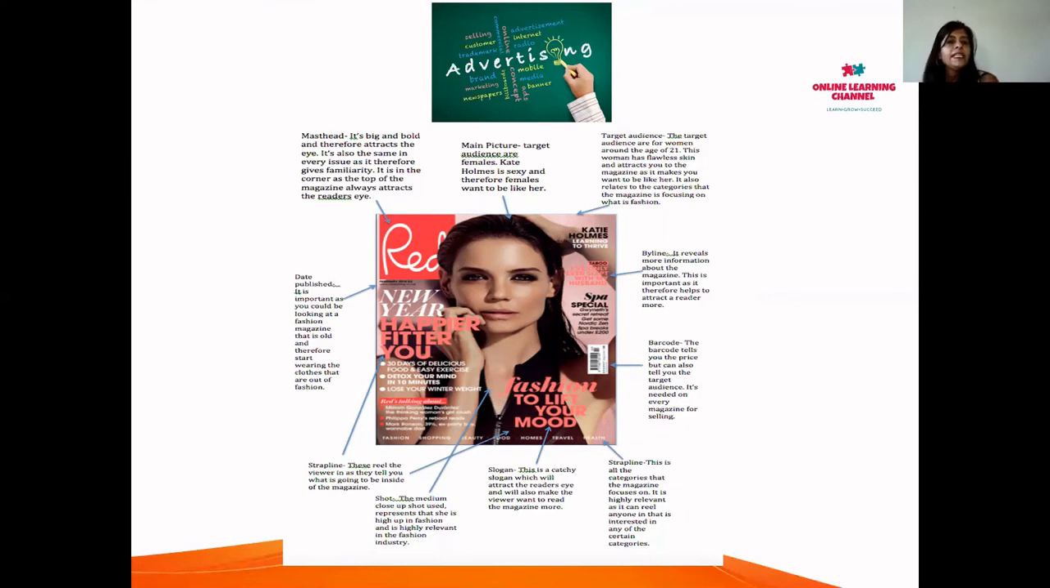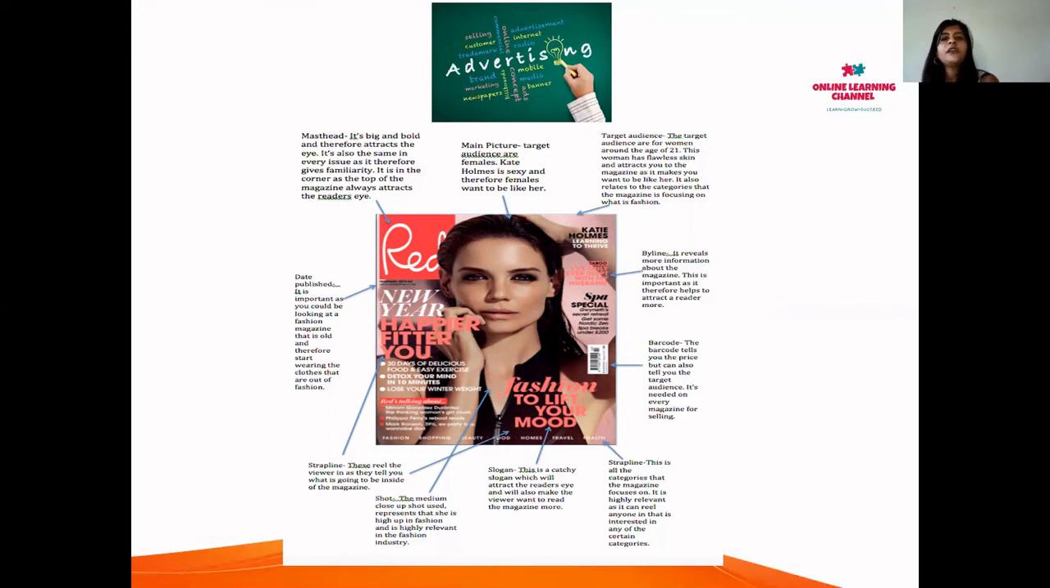Your strap line reels in the viewers as it tells you what is going to be inside the magazine. Then you come to the main picture, where your target audience is females. Kate Holmes is sexy and therefore females want to be just like her. The target audience is women around the age of 21. This woman has flawless skin and attracts you to the magazine, as it makes you want to be like her. It also relates to the category that the magazine is focusing on, which is fashion.